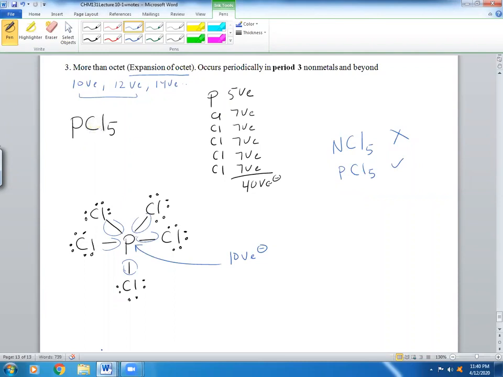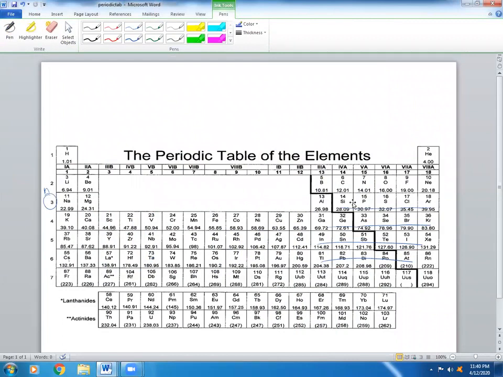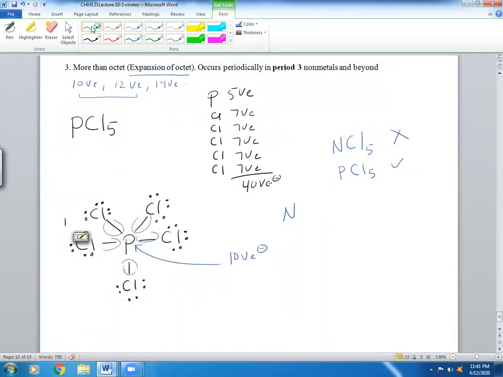P, let's look at N. Just quickly, this is an explanation. We have to have the theoretical underpinning of this. P is in period number 3, N is in period number 2. So the principal quantum number is 2 for N and 3 for P. So N is in period number 2, so that's n equals 2. Okay, if n is equal to 2, what could l be? It could be 0, and it could be 1. This is s, and that's p.